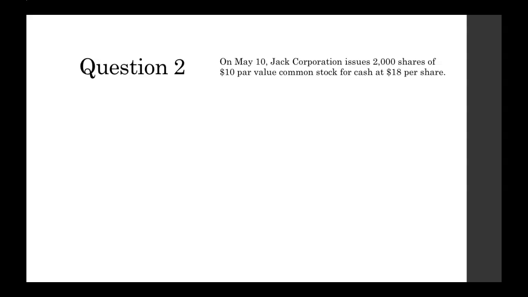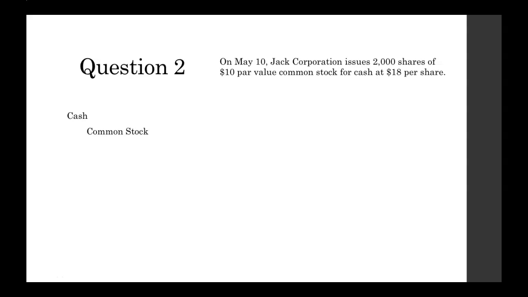So let's first look at the journal entry for May 10th. So we are Jack Corporation, and we are issuing stock for cash. When we want to journalize this, we want to debit our cash because as the company, we are receiving cash in this transaction. Now, why are we receiving cash? Because we issued common stock. So we'll credit our common stock account.